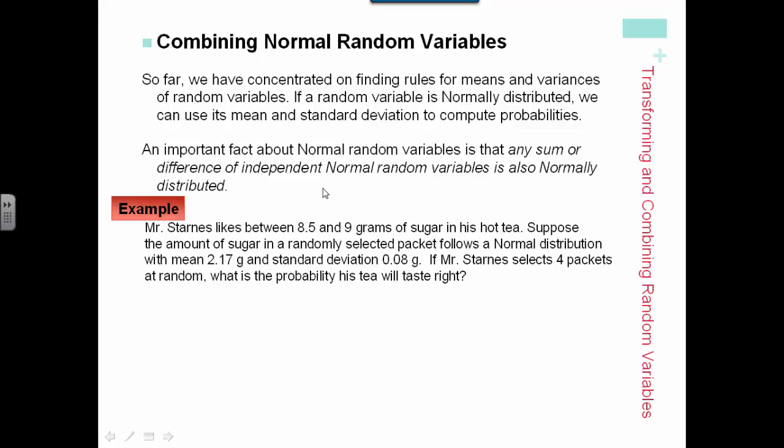If a random variable is normally distributed, we can use its mean and standard deviation to compute probabilities. An important fact about normal random variables is any sum or difference of independent random variables is also normally distributed. Example, Mr. Starnes likes between 8.5 and 9 grams of sugar in his hot tea. Suppose the amount of sugar in a randomly selected packet follows a normal distribution with a mean of 2.17 and standard deviation of 0.08. If Mr. Starnes selects 4 packets at random, what is the probability his tea will taste right?